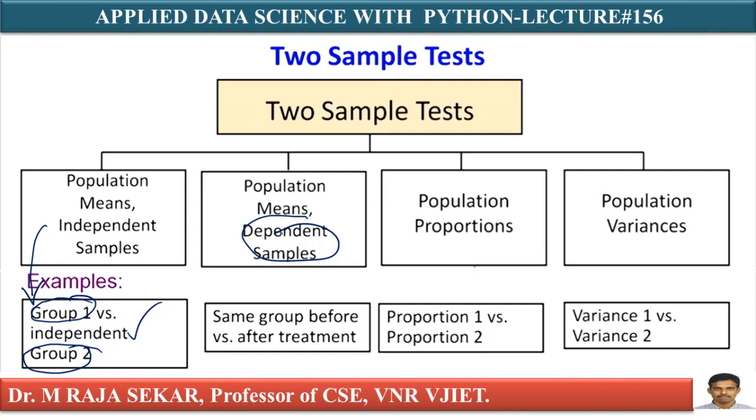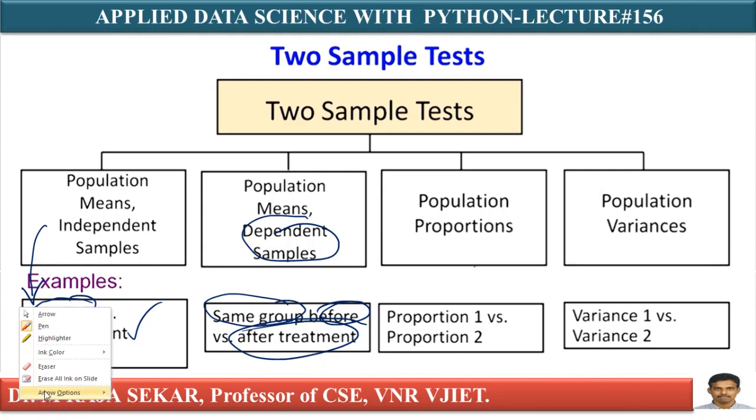In the population mean for dependent samples, you have the same group, not independent groups, before and after treatment. That's important. In the case of dependent samples, you are choosing the same group before treatment and after treatment. These are dependent samples.